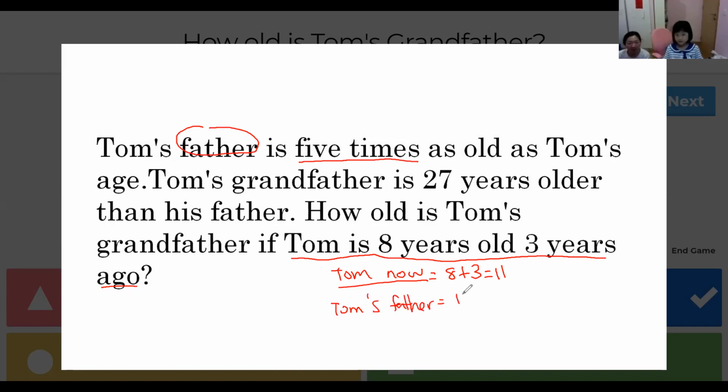I already know. I already did it in my head. So 11 times 5, because Tom's father is 5 times. Do you all know how to draw a model for Tom's father? Have you all learned model drawing or not? Yes. Tom's father is 5 times, so you must draw 5 boxes. 1, 2, 3, 4, 5. And Tom will only have 1 box. Now Tom is 11, so 11, 11, 11, 11, and 11. So that means 11 times 5.